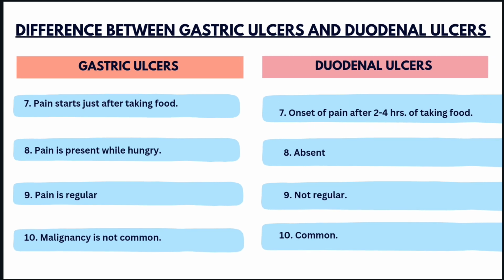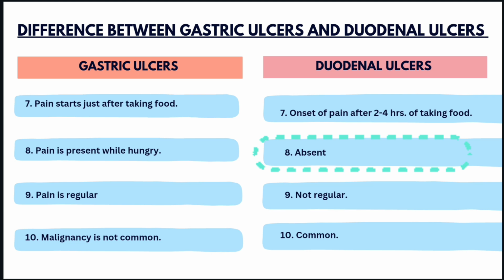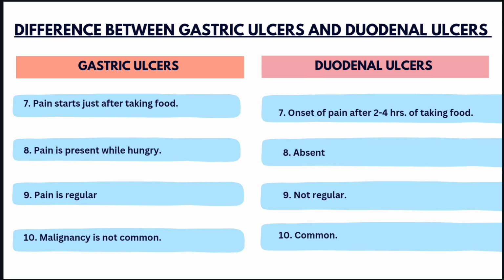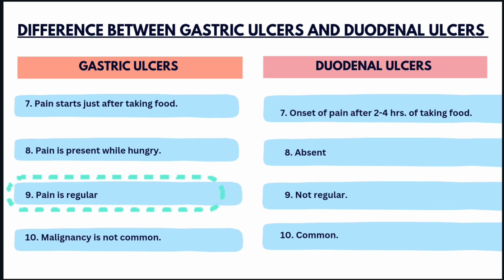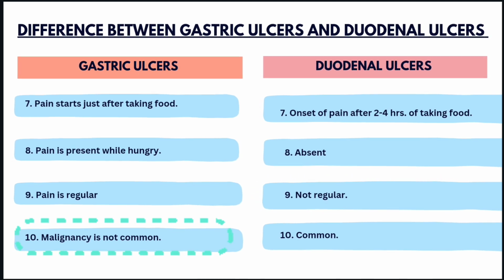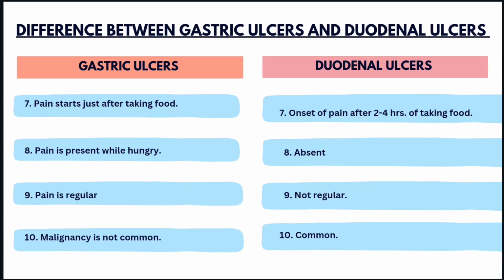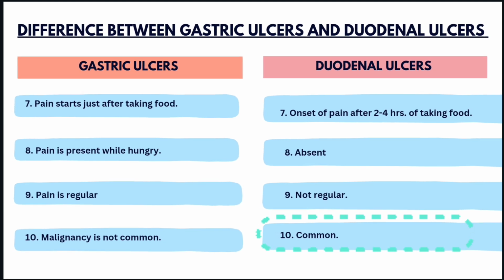Eighth point: in gastric ulcer pain is present while hungry, whereas in duodenal ulcer it is not present. Ninth point: pain is regular, whereas in duodenal ulcer it is irregular. In gastric ulcers, malignancy is not common, meaning gastric ulcer will not lead to cancer in future. But duodenal ulcers are very commonly converted into cancer or benign tumor.